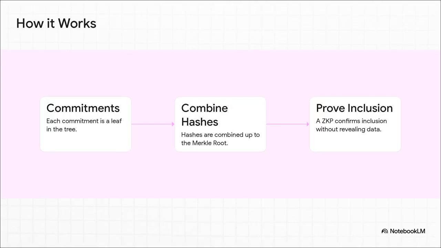And this three-step flow is really where it all comes together. So first, each of those commitments we talked about is like a leaf at the very bottom of the tree. Second, the digital fingerprints, the hashes of these leaves, are paired up and combined, over and over, all the way up until they form one single hash at the top. That's the Merkle root. And finally, this is where the magic happens. Using something called a zero-knowledge proof, which is just a cool cryptographic way to prove something's true without revealing the information itself, you can confirm that your leaf is in that tree, all without ever showing anyone what your leaf actually is. Pretty neat, right?